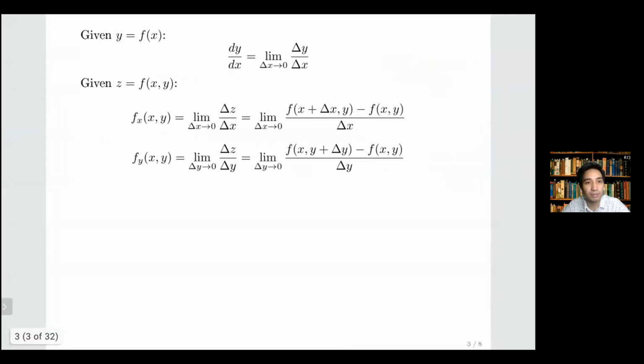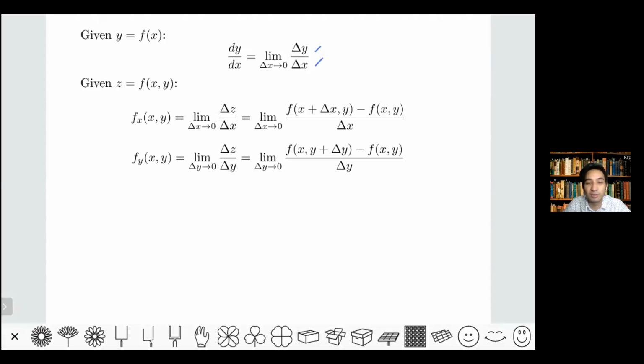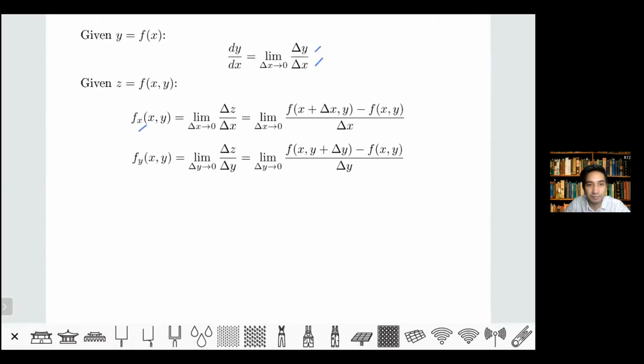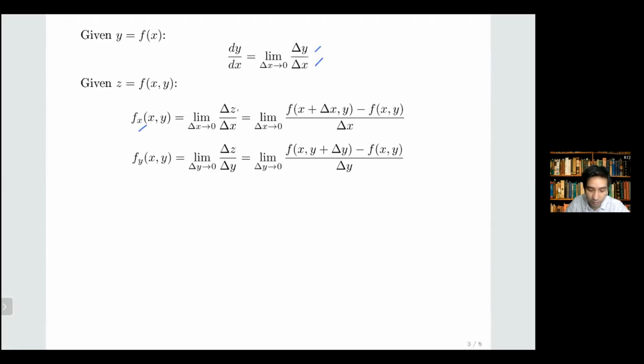Pero bago tayo magpatuloy, let's just recall. Given a function y equal to f of x, so function of one variable, yung derivative niya, that's dy over dx. This is just the limit of delta y over delta x as delta x goes to 0. Tapos define natin yung mga partial derivatives in the same way, right? So halimbawa, yung partial derivative with respect to x, that's the limit of delta z over delta x. So change in z over change of x as the change in x goes to 0, right? This is the change in x in this case.